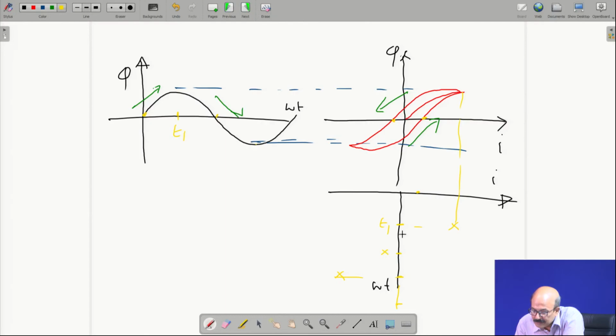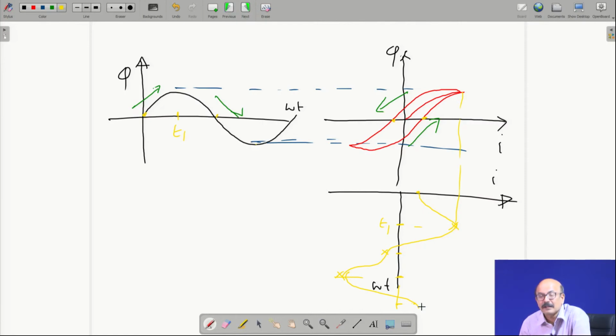If I try to connect it, you have something like this, and this, something like that. The current nature is something like that. This is 1, 2, 3, 4, 1, 2, 3, 4. So by this time it will again have the same value. It will be something like this. The nature will be this.